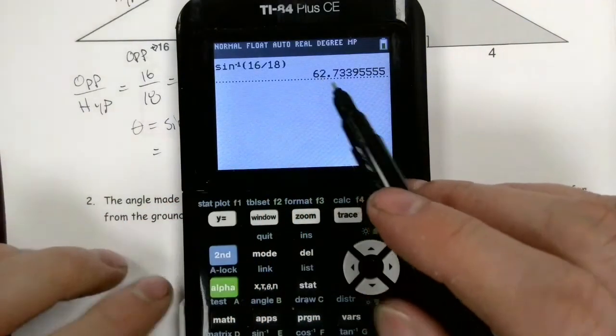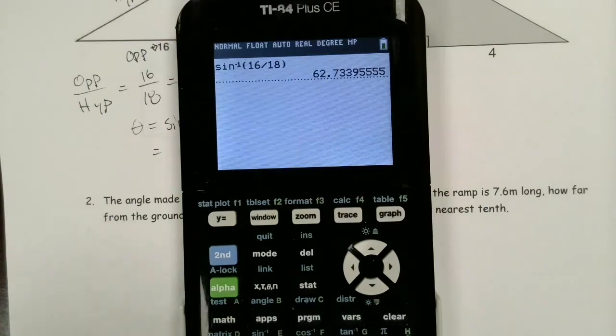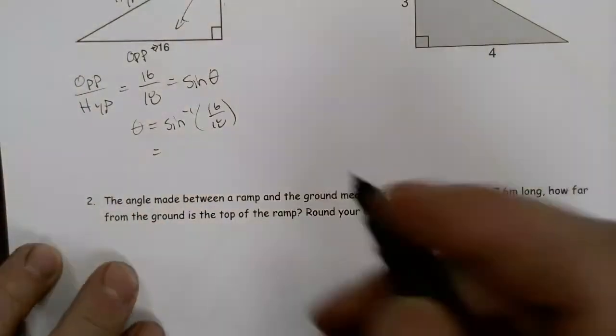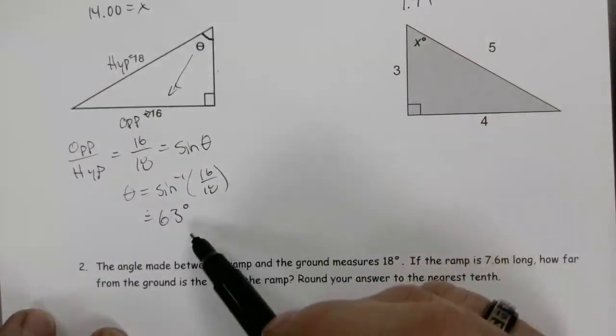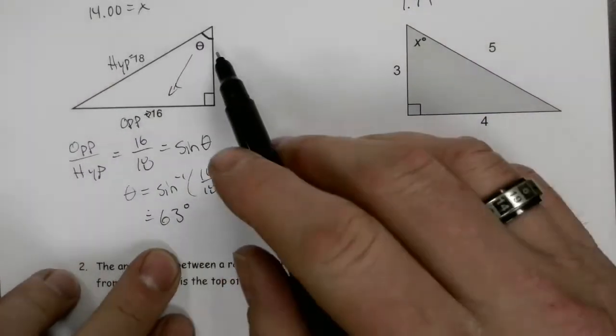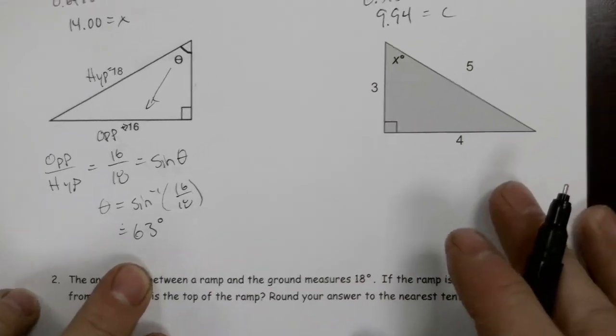And then to the nearest degree, and usually we round angles to the nearest degree, that's going to be 63 degrees. So it's approximately 63 degrees. So that's kind of neat here. So we can also use that sine ratio to figure out what a missing angle is. So let's do that here.